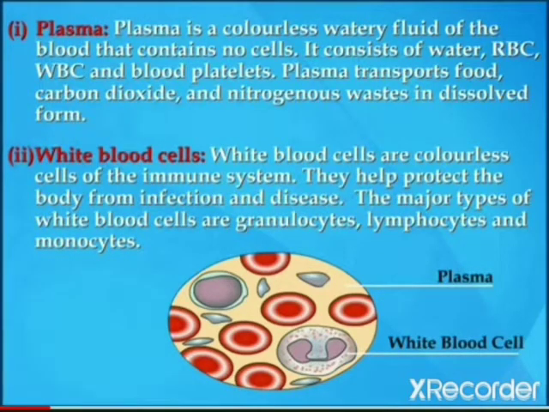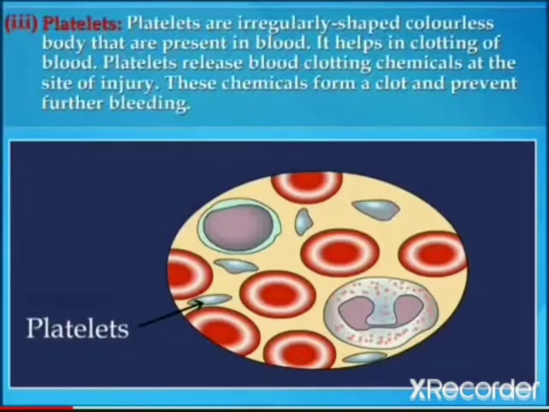Plasma transports food, carbon dioxide and nitrogenous waste dissolved in it, while WBCs are colorless cells of the immune system. They help protect the body from infection and disease. The major types of white blood cells are granulocytes, lymphocytes and monocytes. As you see in the diagram, the yellowish part is plasma and the cells present in it are white blood cells and red blood cells. Now platelets.